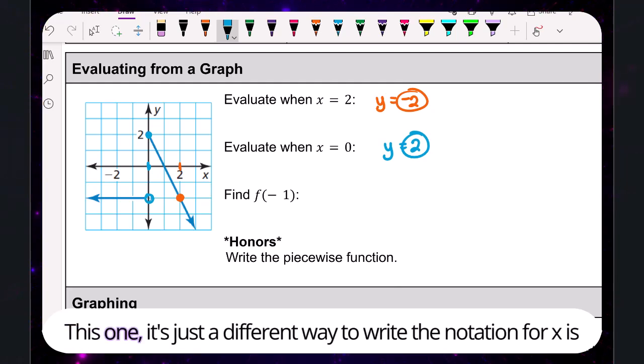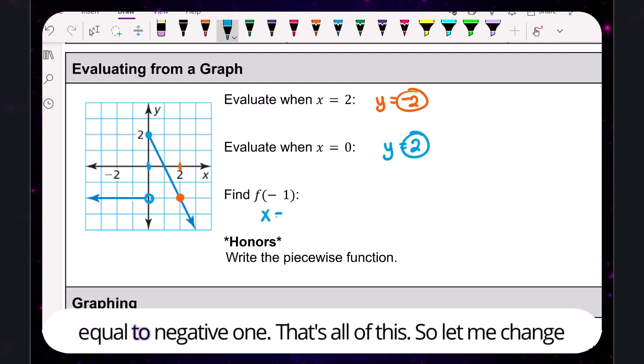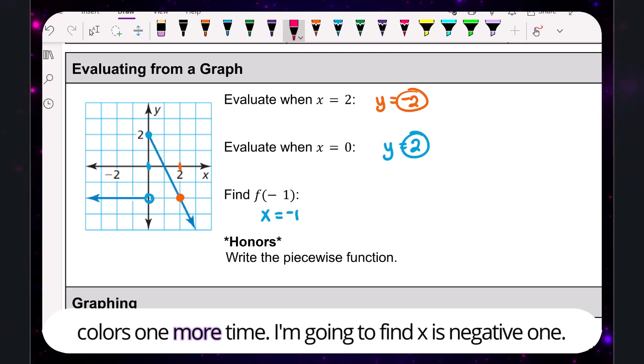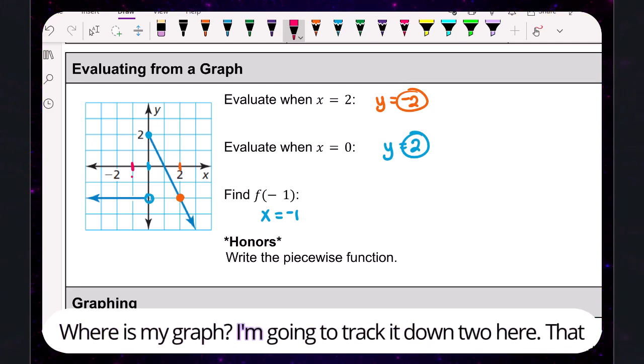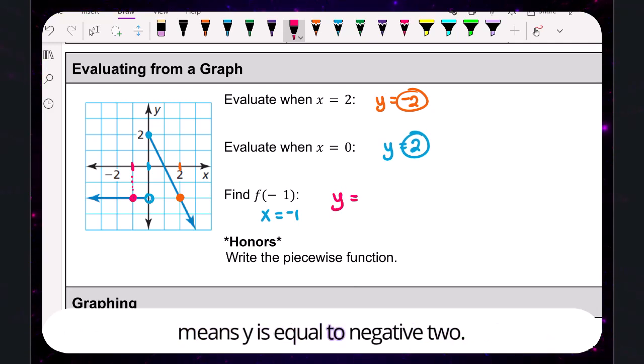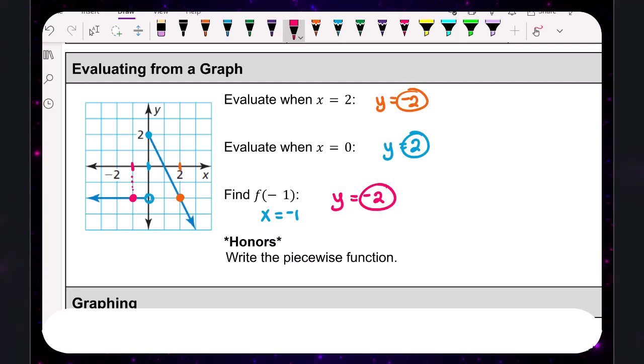This one is just a different way to write the notation for x is equal to -1. That's all it is. So let me change colors one more time. I'm going to find x is -1. Where is my graph? So I'm going to track it down to here. That means y is equal to -2.